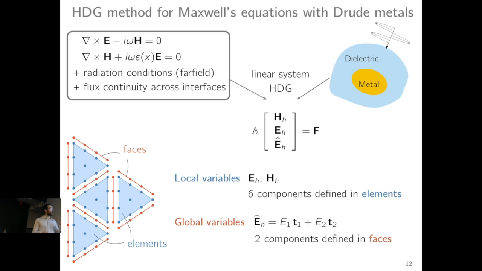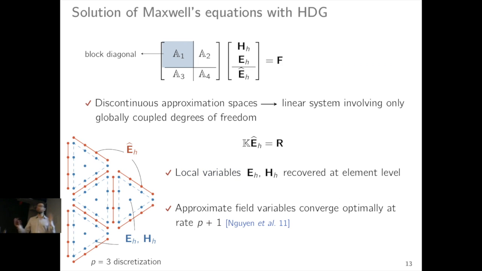So we have the local variables, the electric and magnetic field, that are defined at the element level. That is, for each degree of freedom in each element, we have 6 components, 3 for the electric field, 3 for the magnetic field. And this E hat, the tangent electric field, lives on the global faces. And for each degree of freedom on each face, we have 2 components since we use the basis of the tangent vectors to span the solutions. Thanks to this duality between local and global degrees of freedom, this is the HDG system.